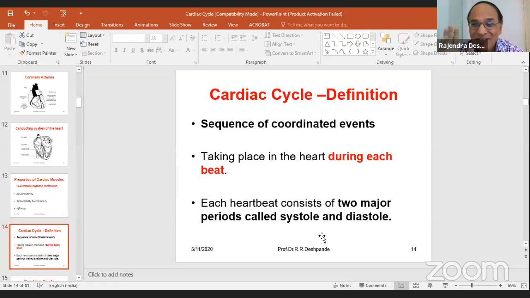But cardiac muscles cannot relax for more time. Just very little time, okay? But that relaxation is called diastole. And active functioning is systole.